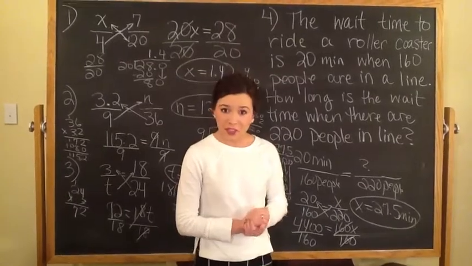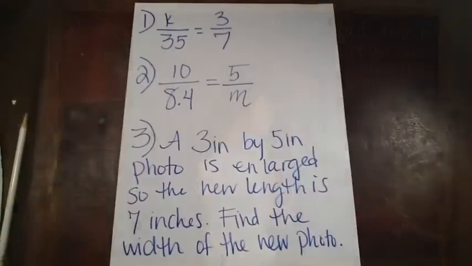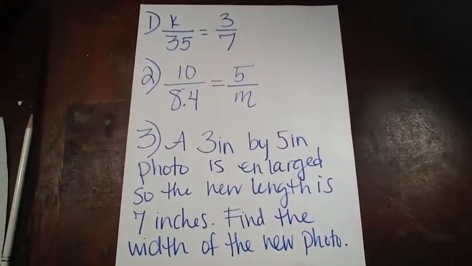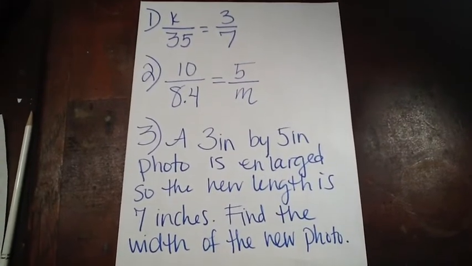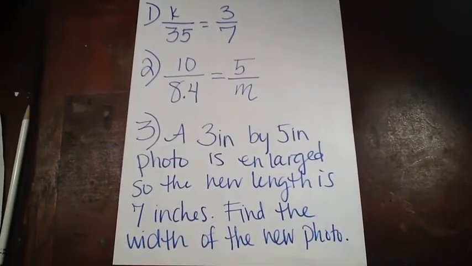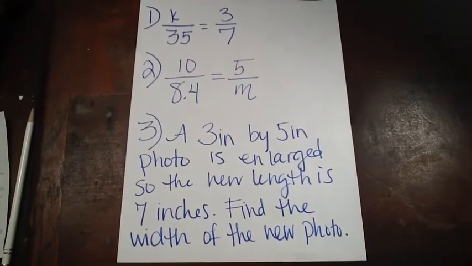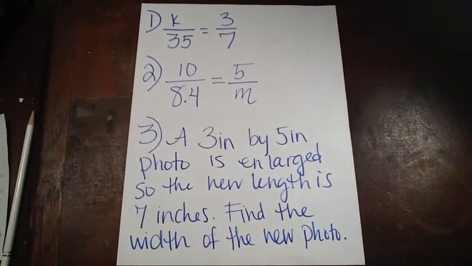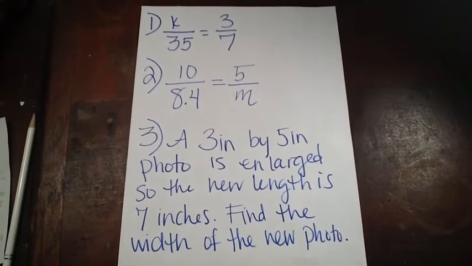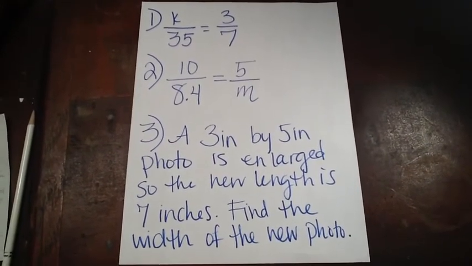So now it's time for you to go ahead and practice a few problems. All right, you have 3 problems to do for me. For the first 2, go ahead and use the cross product method to figure out what the missing variable is. For number 3, go ahead and read the problem and solve the proportion. Make sure you're setting it up correctly. Good luck. We'll see what you get tomorrow.